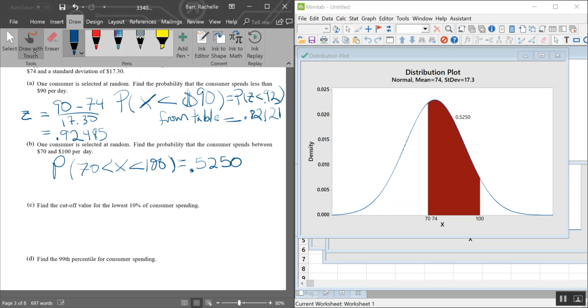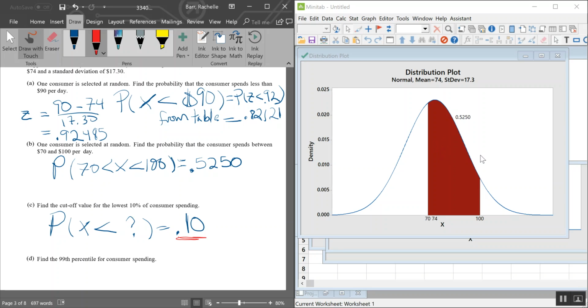All right, cutoff value for the lowest 10% of consumer spending. So I want to find the value of X so that when I look at everything below it, all the values less than something, gives me 10%, or 0.10. Notice here I don't know the X value. I know the probability. So this is going to change it up. We're going to go backwards.